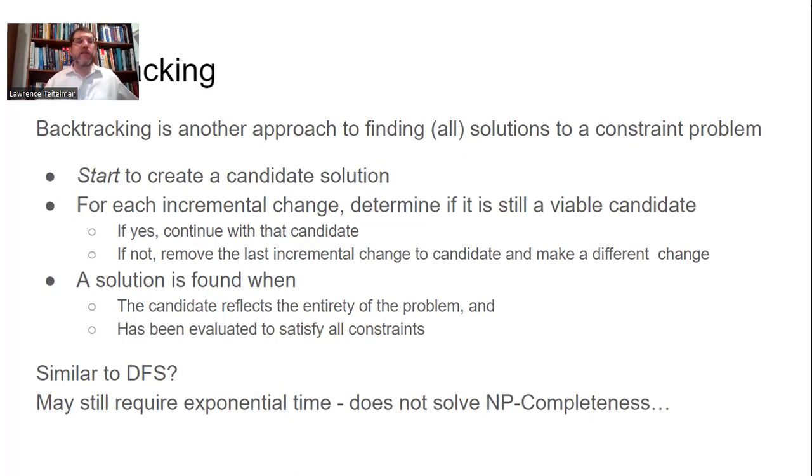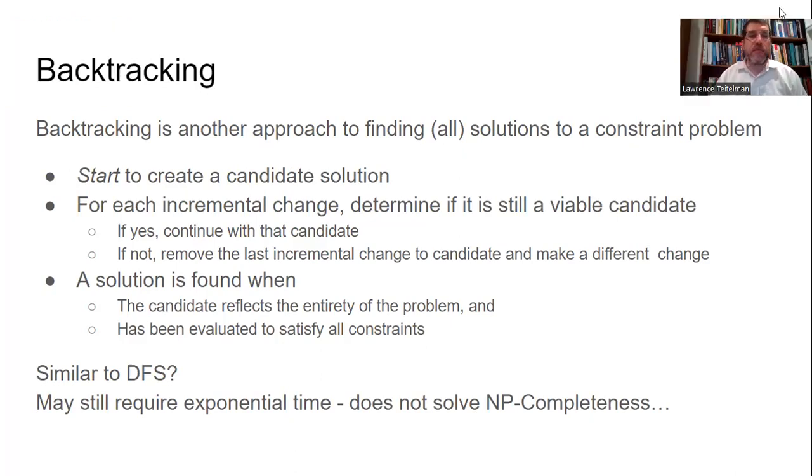The question now is, what is backtracking? How is it different than exhaustive search? And it will also be different than branch and bound. So in backtracking, we start to create a candidate solution, but we don't necessarily evaluate the entire solution. We look at a little bit of it. And we look at that point, right? If we discover that this is not going to work out, then we stop.